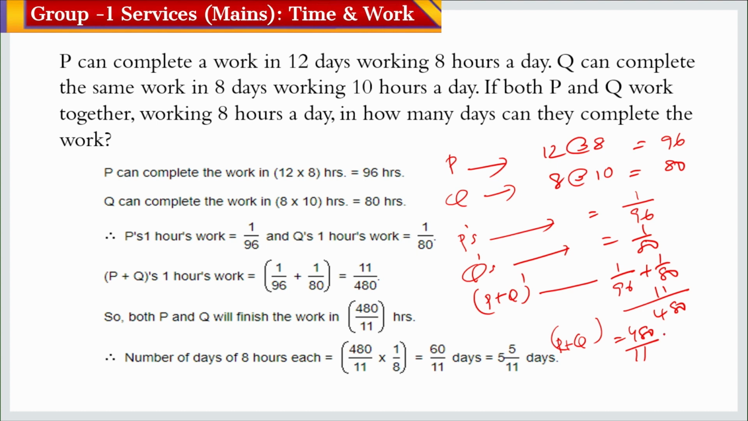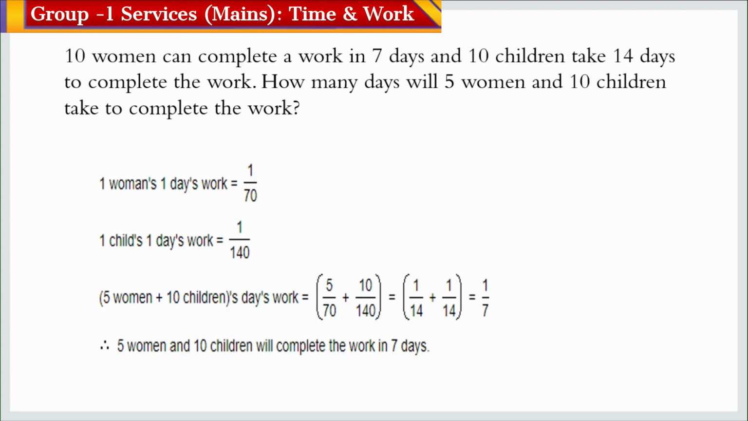So, it is in hours. We have to convert this into days. You have to multiply by 1 by 8 or divide by 8. 8 ones are 8, 8 sixes are 48, which means 60 by 11 days, or 11 fives are 55, so 5 and 5 by 11 days. So, they can complete the work in 5 and 5 by 11 days. Clear? Okay. We will see the next question.